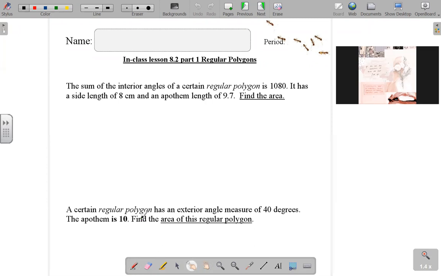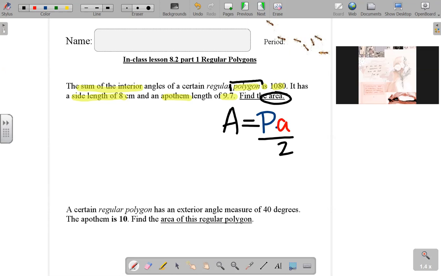So our keywords here are sum of interior angles. That word polygon is quite important, 1080. Side length 8 centimeters, apothem 9.7. Step one, since we want the area, let's go ahead and write out the area equation: perimeter times apothem over 2. We've been given the side length and the apothem, but this word polygon tells us something really important.